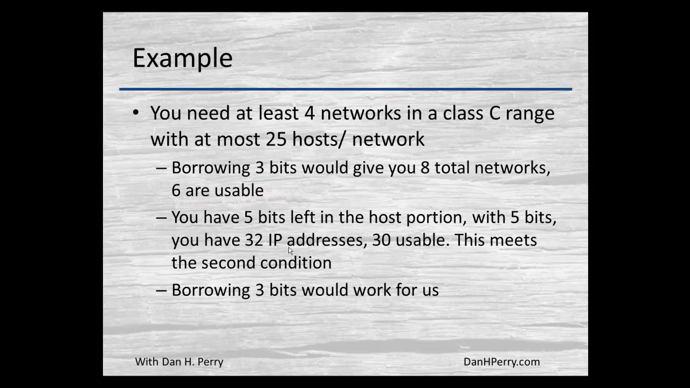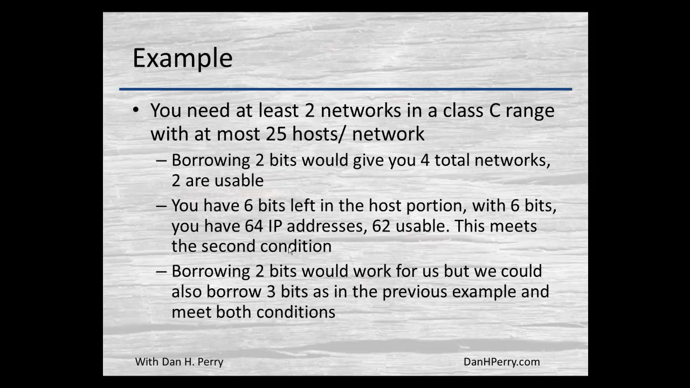Well, and another example. Say we need 4 networks in a Class C range, and none of those networks are going to have more than 25 machines or hosts in the network. We go back and we look again, borrowing 3 bits this time, that's 8 networks. We only need 4. Okay, that works. We've got 5 bits left in the host portion. With 5 bits, that's 32 IP addresses, 30 of which are usable, and now the second condition is met, so borrowing 3 bits will work in this example.